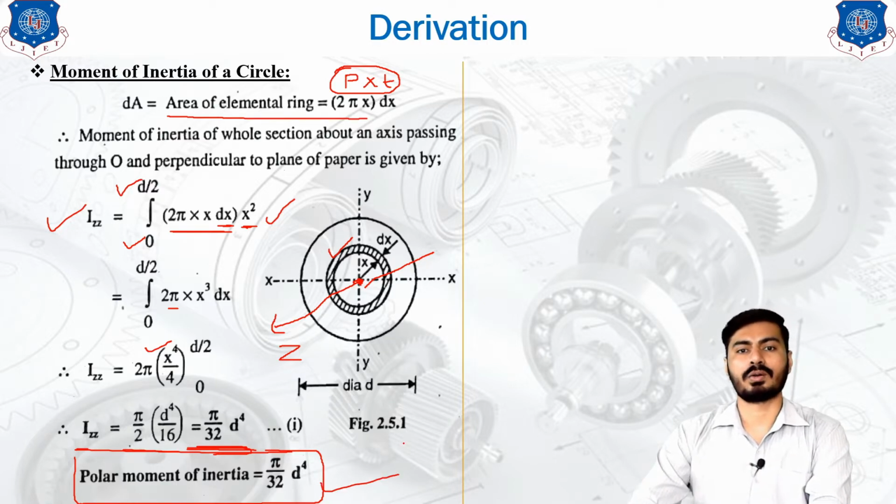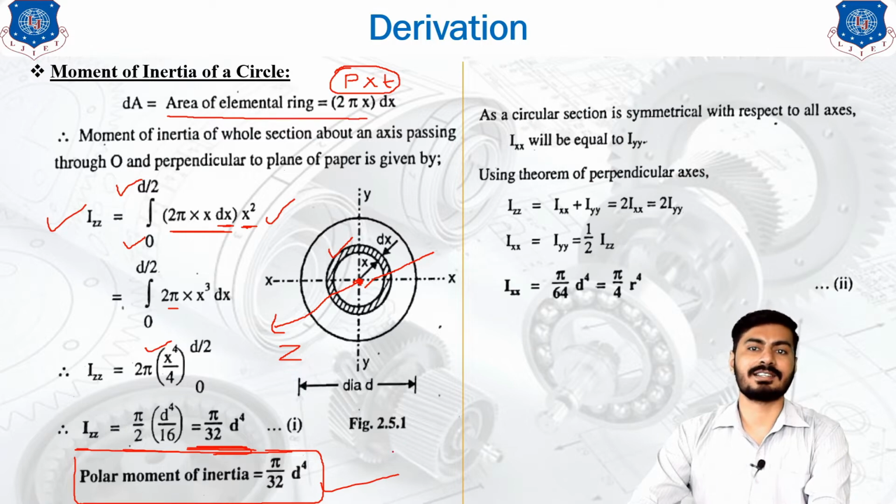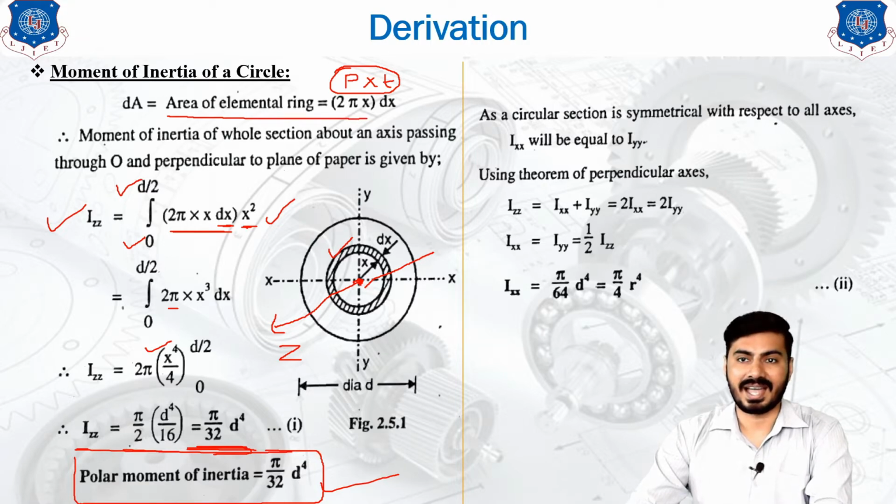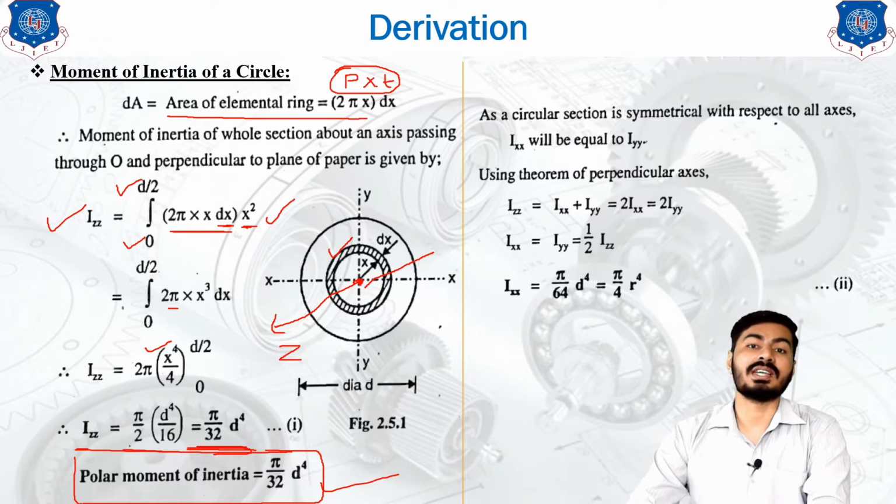Now what we are going to do next, as the circular section is symmetrical with respect to all the axes, whether it is the x-axis or the y-axis or the z-axis, Ixx and Iyy will be equal.